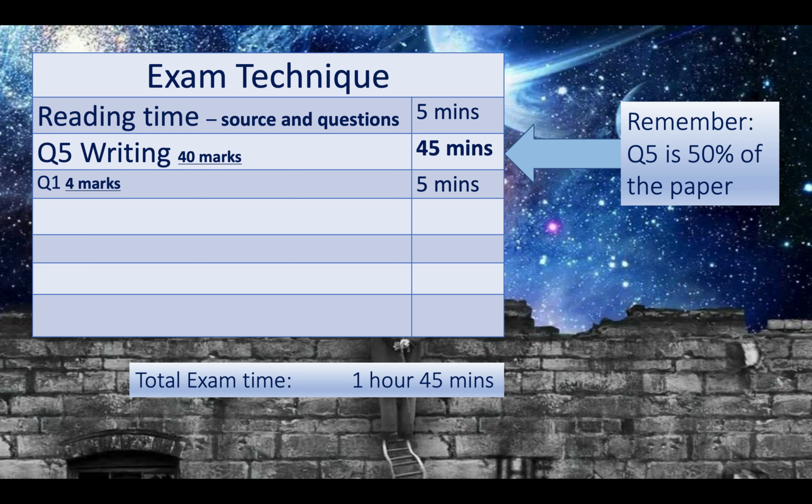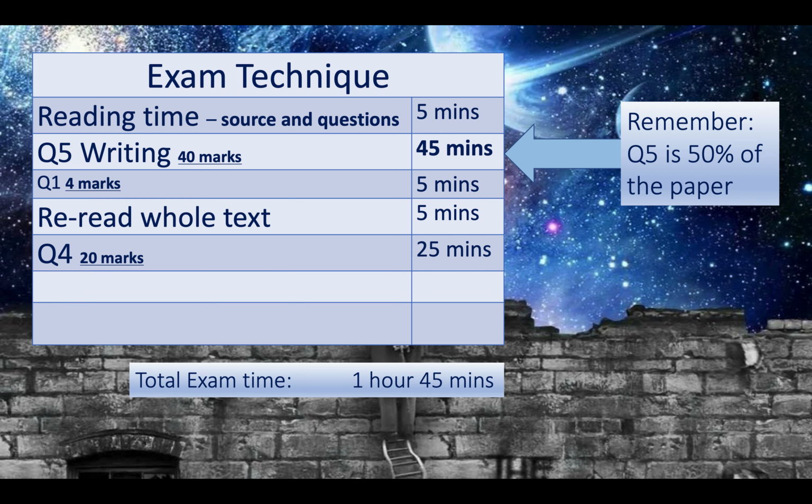Go back to your reading questions and do question 1 and secure those 4 marks, because question 1 is your nice easy one, so just get all of them. Make sure, check over, make sure that you've done them nice, because you don't want to miss out on one of those marks. 5 minutes on question 1. And then read through the whole text again. Make sure that you really understand that text and what it's about. So another 5 minutes, then that's your reading time done.